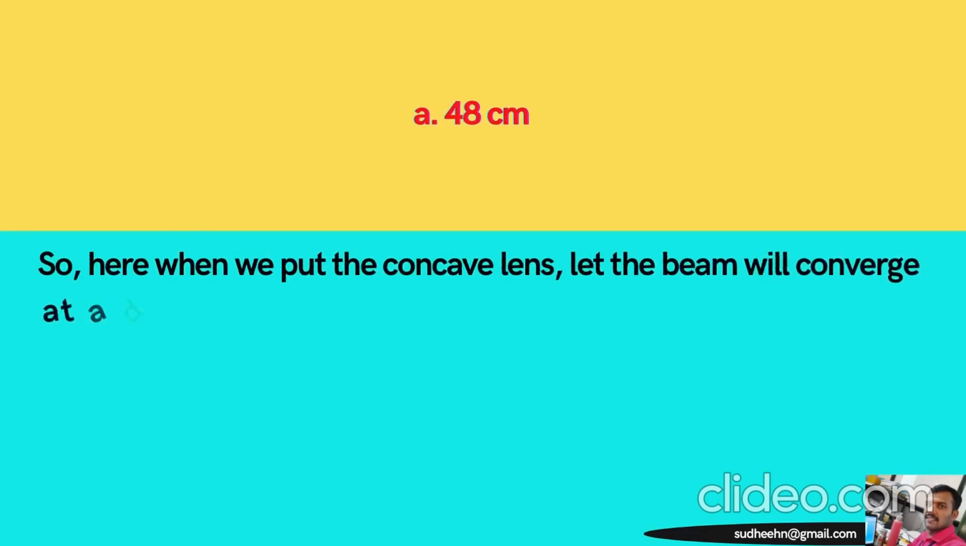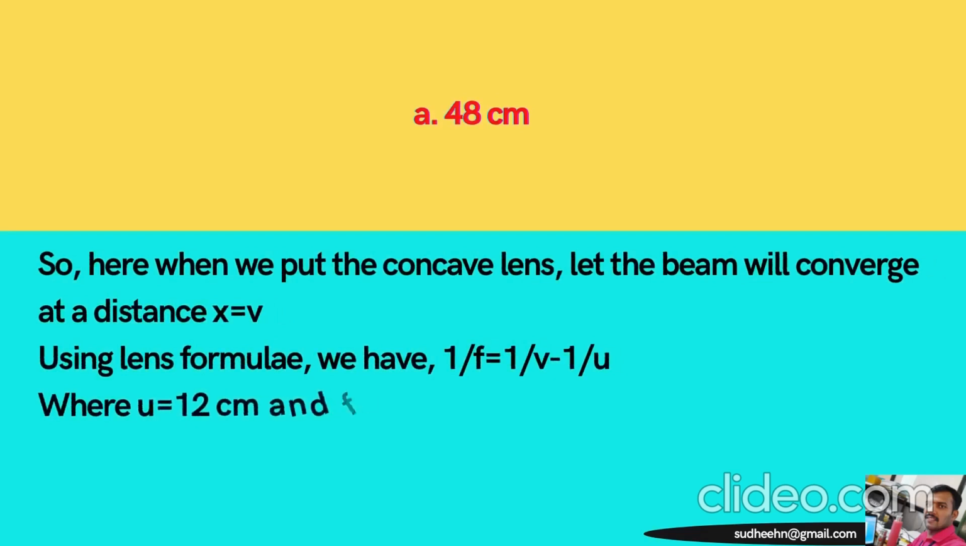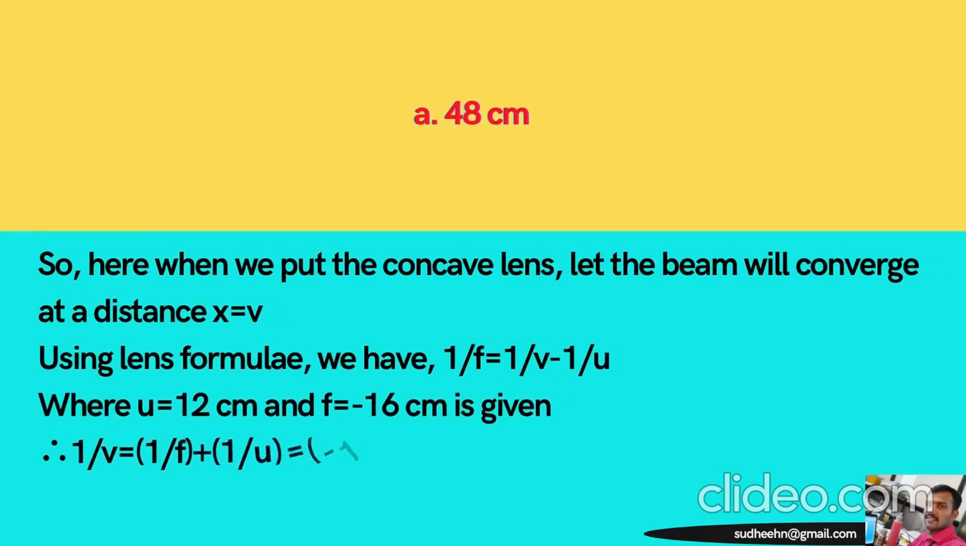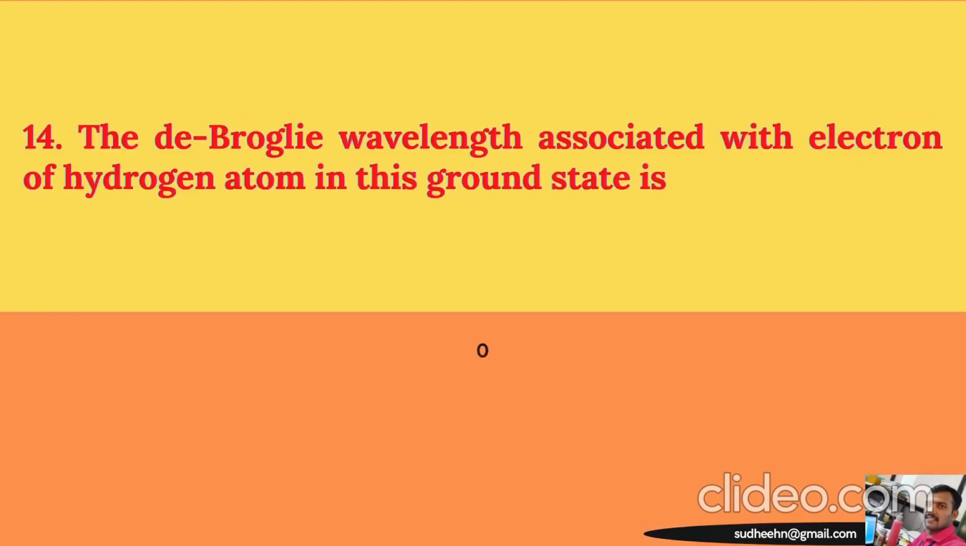That can be obtained with the help of the lens formula, that is 1 by f is equal to 1 by v minus 1 by u. By substituting the values of v and u, we will get the relation and the final value x is equal to 48 centimeter. And next question, question number 14.